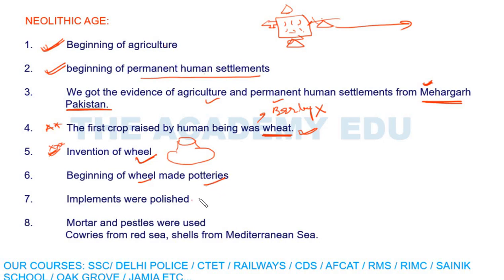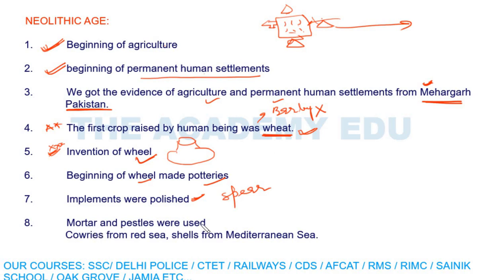Implements were polished. At this time, their implements, means weapons, were very sharp and long in length, so that they could throw them to a long distance, like a spear. A spear, you know, spear, na? A spear is a weapon. Sometimes it is called bhala in India.